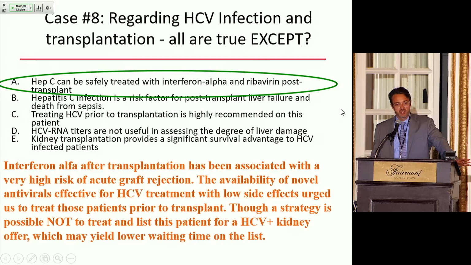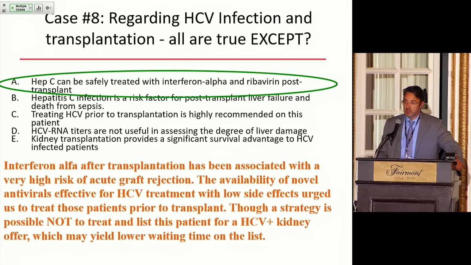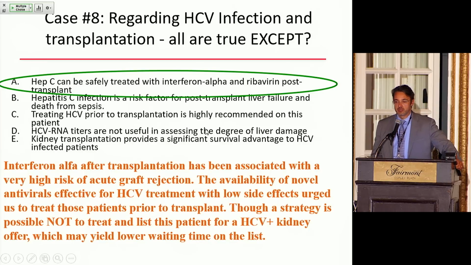There is a strategy, though, that is being done by some programs, which is not to treat this patient for Hep C and then select HCV positive donors as potentials on the deceased donor list. So this can shorten your waiting time significantly because you're getting a Hep C positive kidney. And then once you get the kidney, a few weeks later, you can get treatment for that.